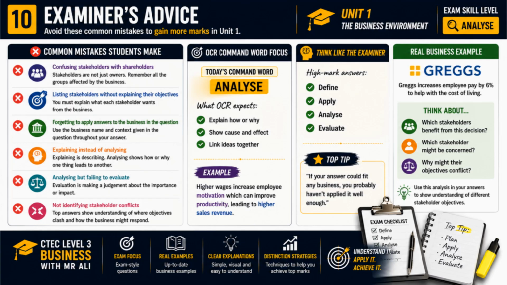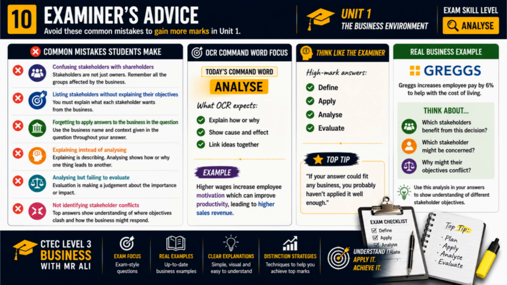Right, examiner's advice. So, common mistakes students make. Please pause this screen and go through this really carefully, especially if you've got pre-existing stakeholder and shareholder knowledge, because it's going to be really interesting to see if these are the mistakes that you make. Confusing stakeholders with shareholders, as if all stakeholders are shareholders and that's the only group that exists.